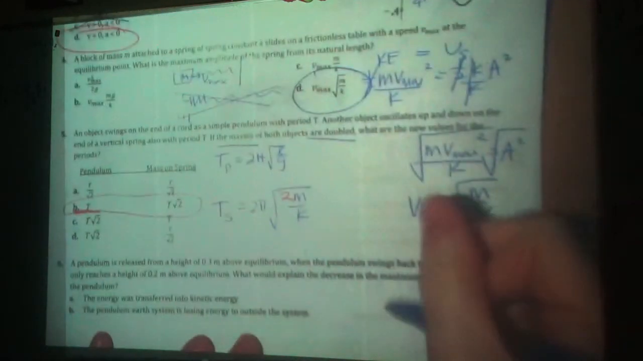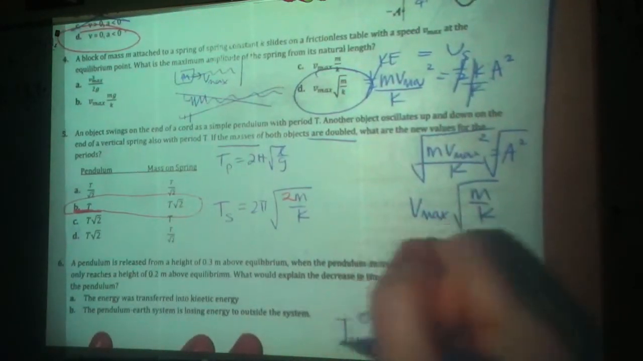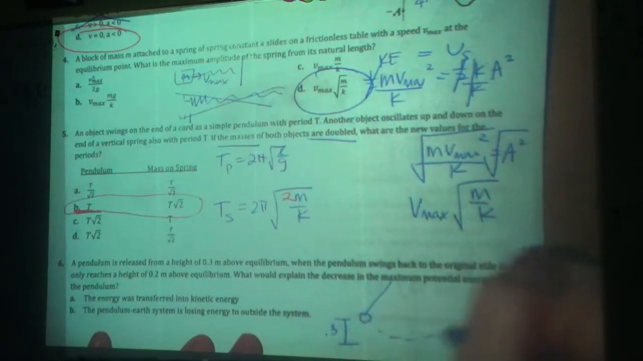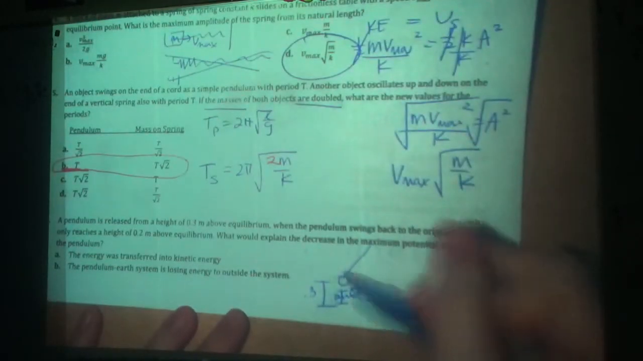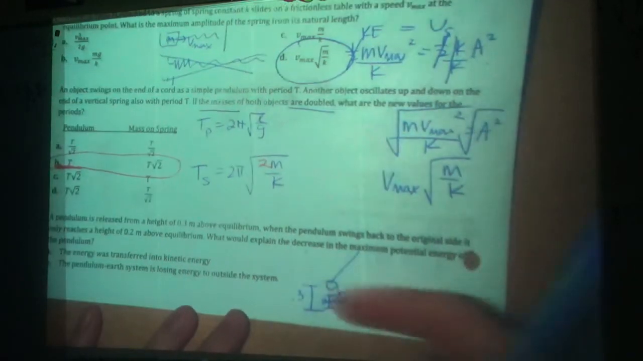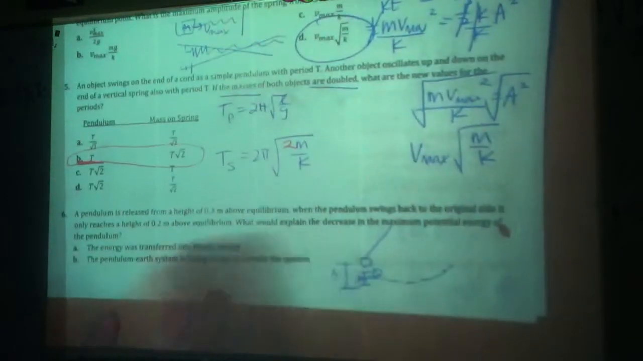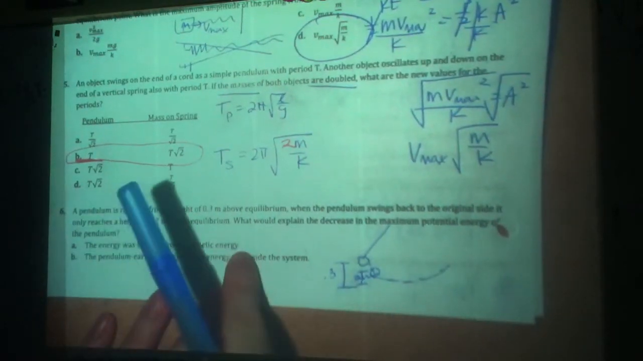A pendulum is released from a height of 0.3 meters, and then it swings, and when it comes back, it only reaches 0.2 meters. And we want to know what explains the decrease in this maximum potential energy, because it's not reaching as high as it should. The energy transferred into kinetic?